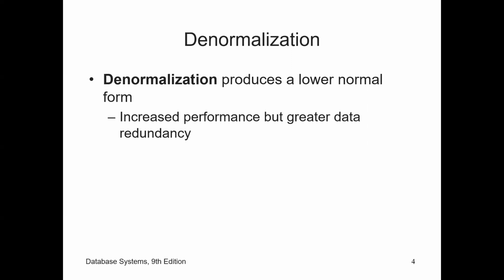Therefore, you will occasionally be expected to denormalize some portions of a database design in order to meet performance requirements. Denormalization produces a lower normal form, that is, third normal form will be converted to second normal form through denormalization. However, the price you pay for increased performance through denormalization is greater data redundancy.